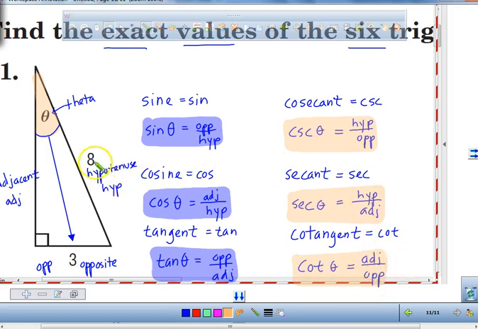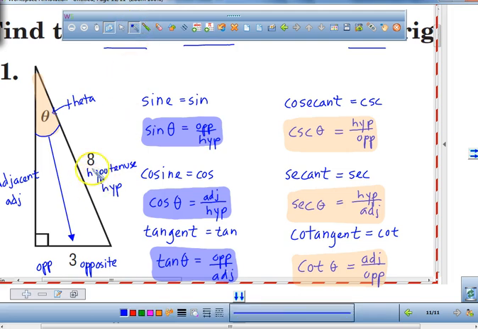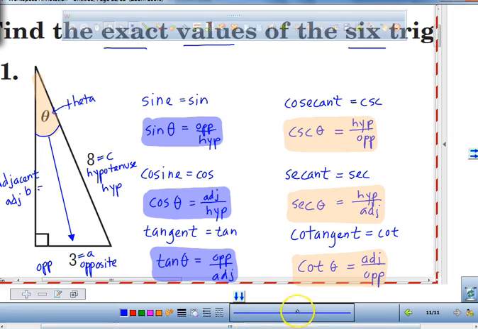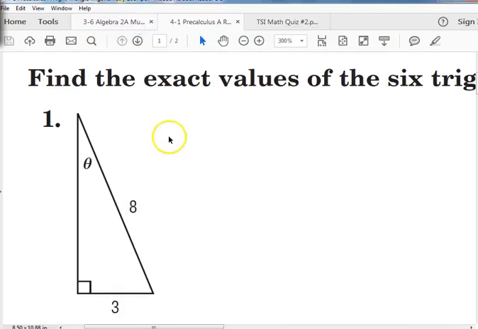Now, if we look at our triangle, we have an 8, we have a 3, we don't have the length of this side right here, okay? So right now I'm going to identify 8 as my side C, I'm going to call 3 A, and I'm going to call this side B, all right? So just to make things a little bit clear so we don't have a whole bunch of information up here, I'm just going to clear it out real quick.